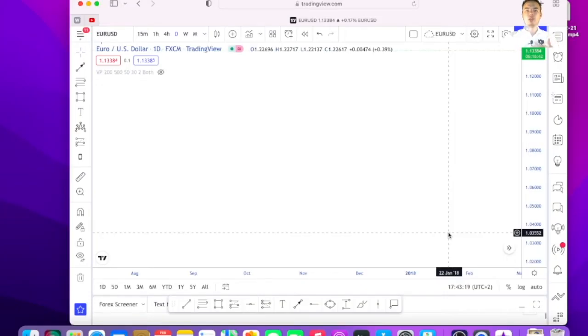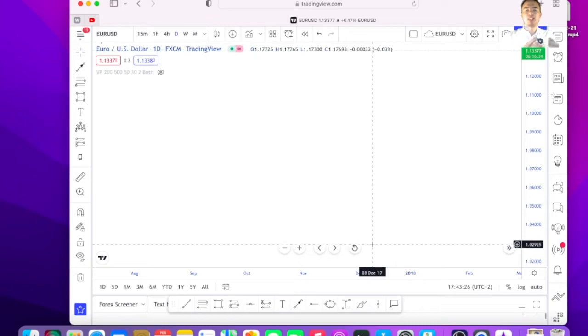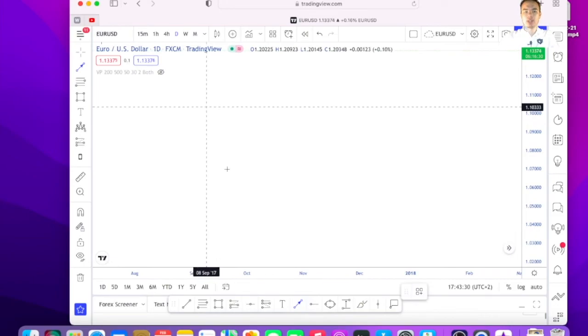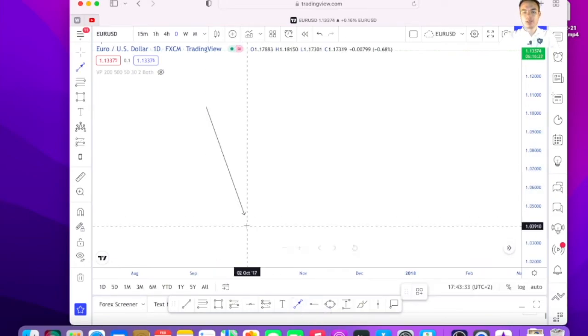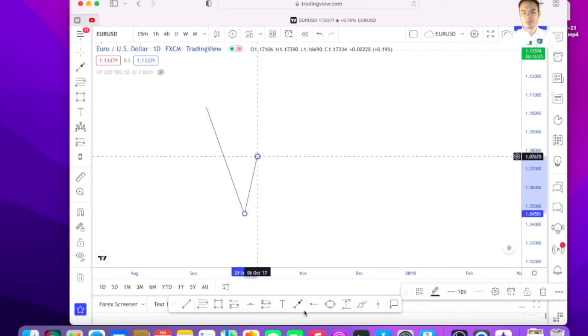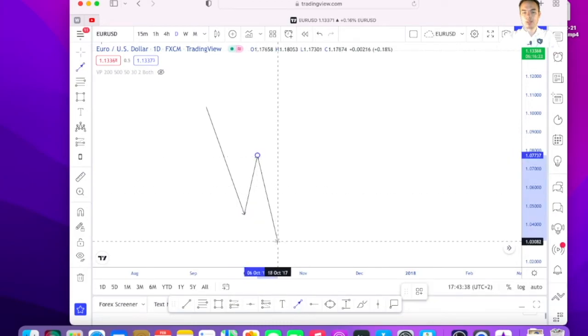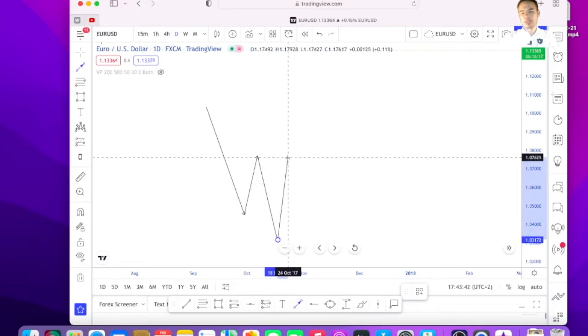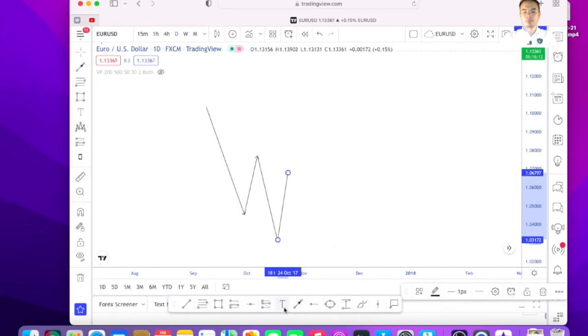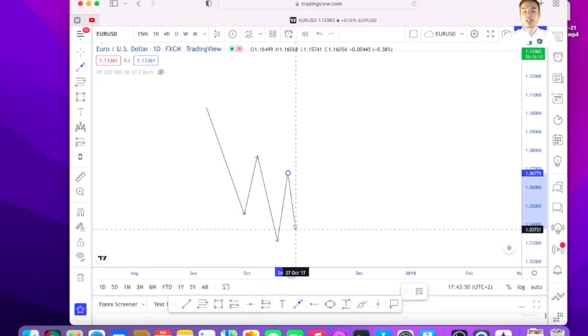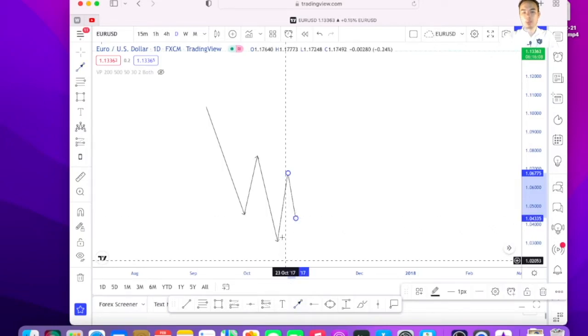Now your inverse head and shoulders is basically the head and shoulders, just inverse, opposite. So basically it goes from a downtrend to an uptrend. What will happen is you'll have a lower low, lower high, lower low. Then you can have a lower high, equal low, right? Then you'll have a higher low. Okay, it won't go past this lower low.